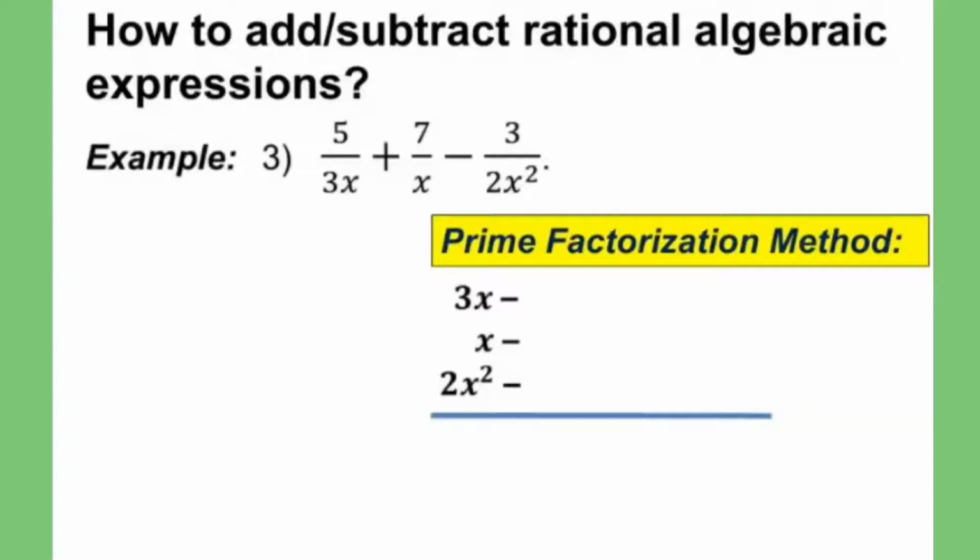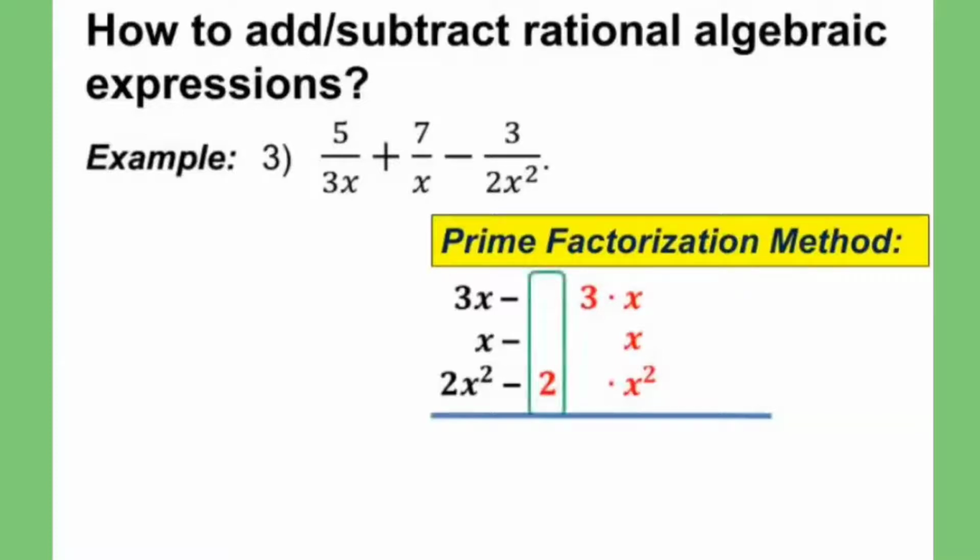denominator. For 3x, that is equal to 3 times x. And of course, for x, that is equal to x. And for 2x squared, that is equal to 2 times x squared. Again, kailangan nating i-align yung mga factors na merong similar base. Kaya kung mapapansin natin, nasa isang line lamang yung mga factors na x, x, at saka yung x squared. Kasi pareho ang kanilang base na x. Pwede na nating hanapin ang LCD.